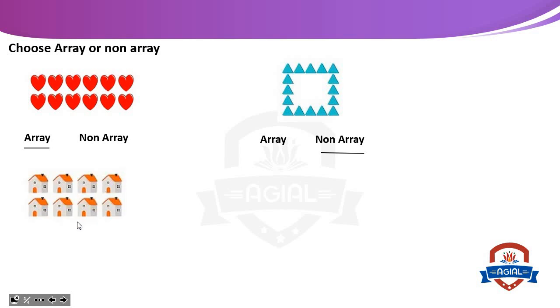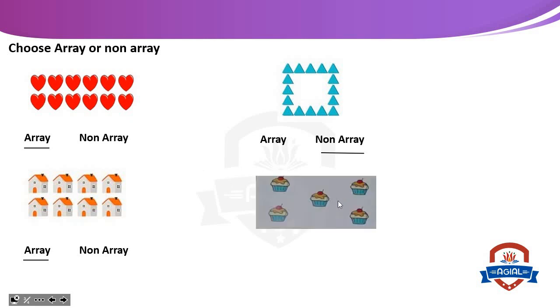Another example. Say, is this an array or non-array? We have rows and we have columns, okay, with no gaps, so this is an array. Another example. Is this an array or non-array? Yes, super. This is a non-array, because we have rows and columns, but we have gaps here. We have a gap here and we have a gap here, so this is a non-array. You understand what the difference is between non-array and array?